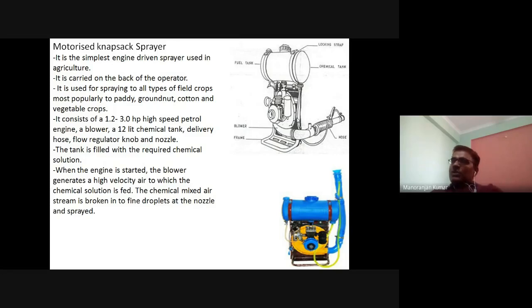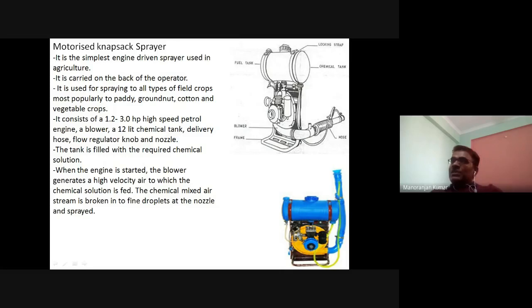It consists of a 1.2 to 3 HP high-speed petrol engine, a blower, a 12-liter chemical tank, a delivery hose, a flow regulator knob, and a nozzle. The tank is filled with the required chemical solution.